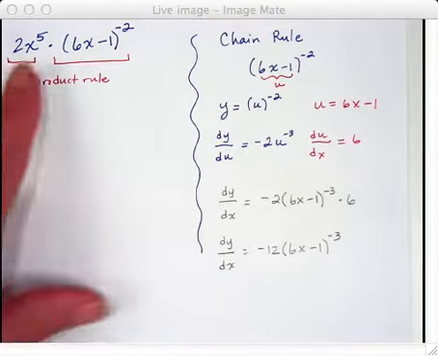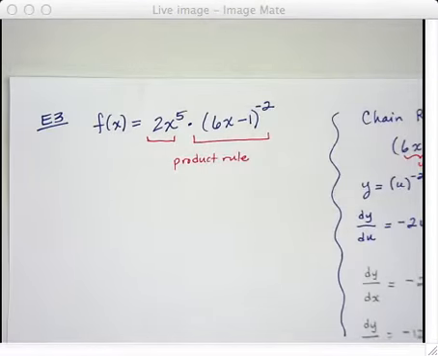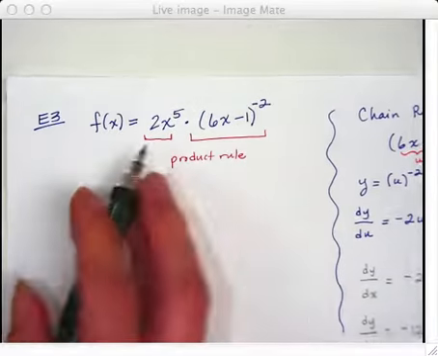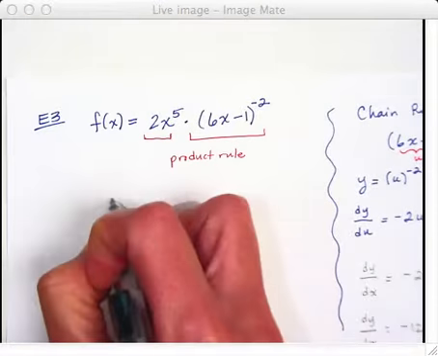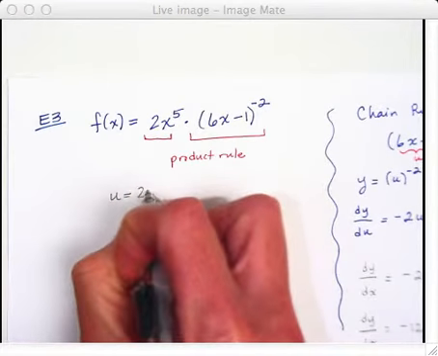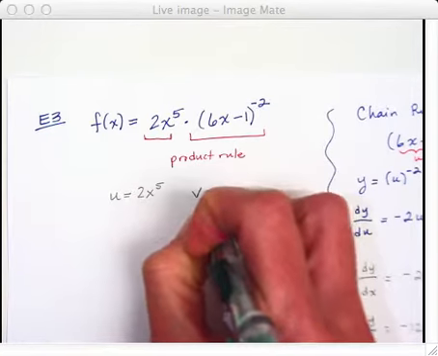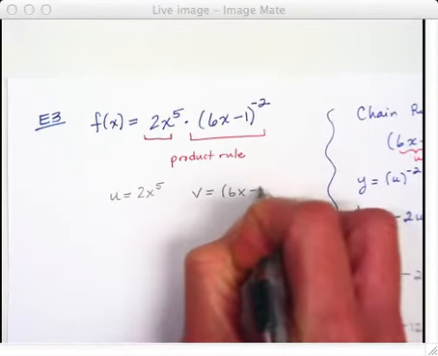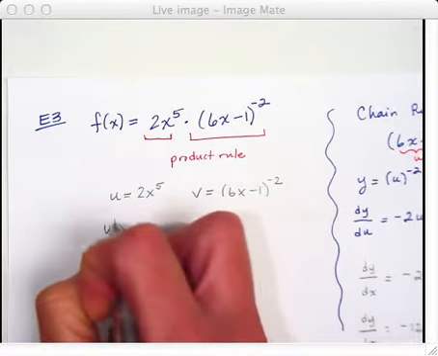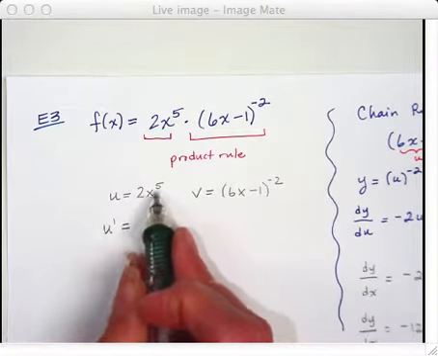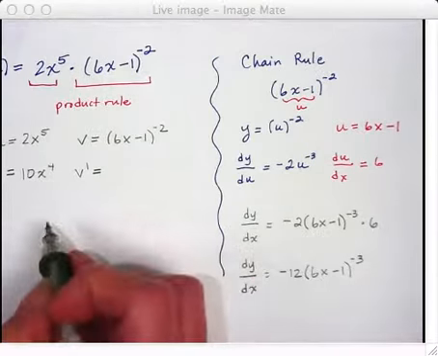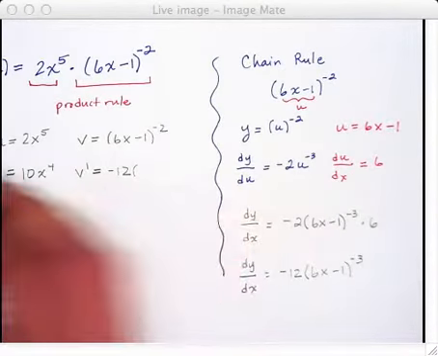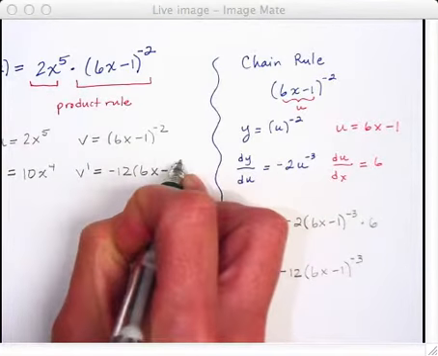All right, so now I'm back to coming up over here, and I see I have to use the product rule. This is separate from me doing the chain rule. I'm still going to use u's and v's for the product rule. So I'm going to let u be 2x to the fifth power, and v is the quantity 6x minus 1 to the negative 2. u prime, the derivative of 2x to the fifth, is 10x to the fourth. And v prime, we already found right here, so I put negative 12 times 6x minus 1 to the negative 3.